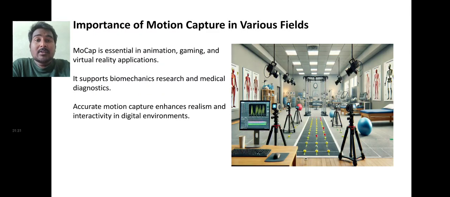Importance of motion capture in various fields. Motion capture, or mocap, is essential in animation, gaming, and virtual reality applications. It supports biomechanics, research, and medical diagnostics. Accurate motion capture enhances realism and interactivity in digital environments.